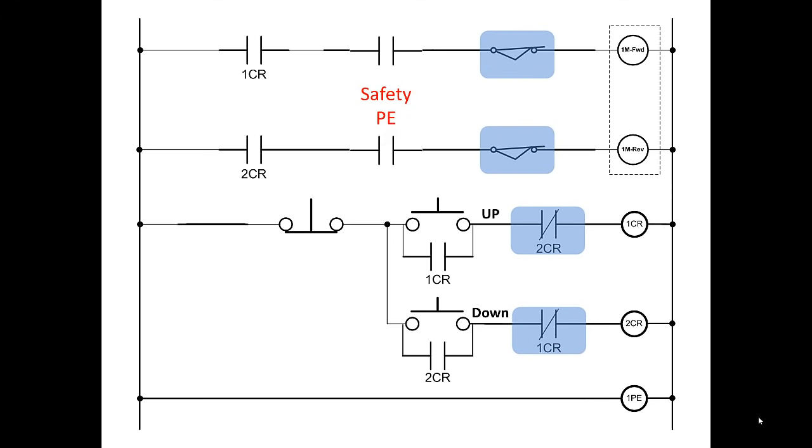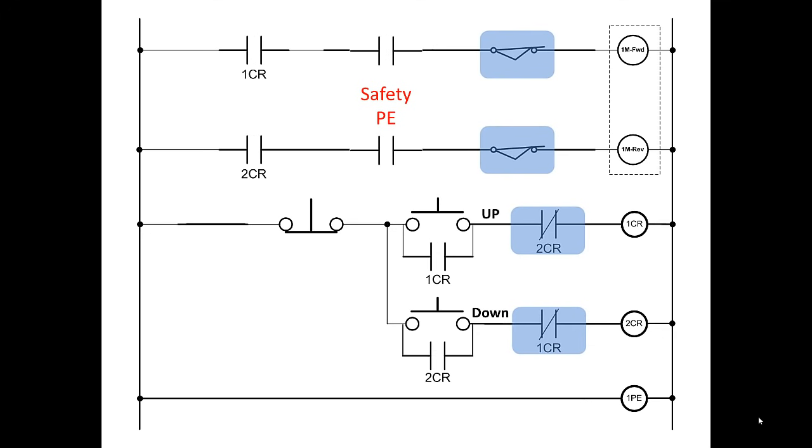Now we'll add in the safety photo eye. So the safety photo eye in this position would open either forward or reverse, up or down, if something was blocking. However, is this a good place to put the contacts? It will interrupt current flow to either side of the motor and motion will stop.